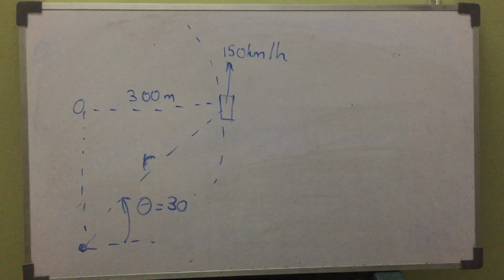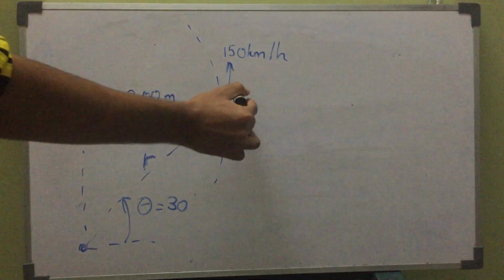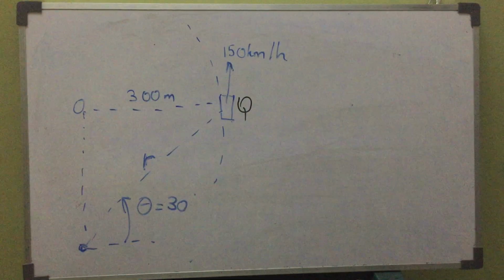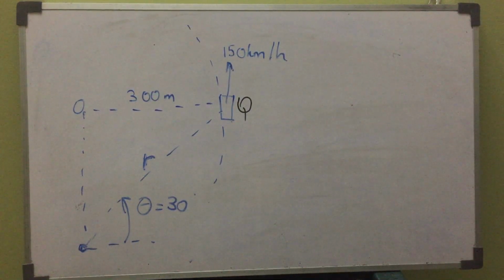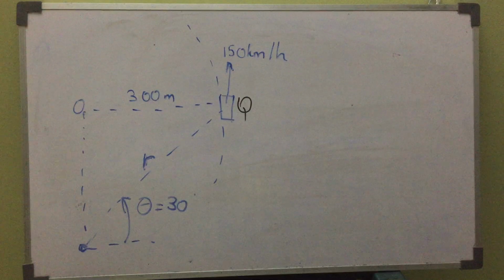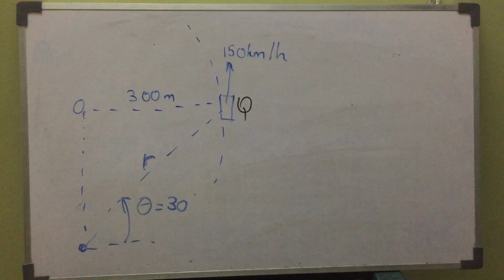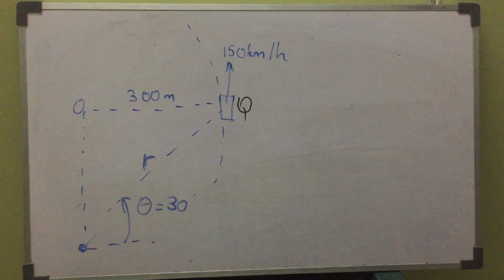So here a racing car Q is moving at a constant speed. So this is Q. A racing car Q is moving at a constant speed of 150 km per hour along a circular track of radius 300 meter, and the center O as shown in the figure.